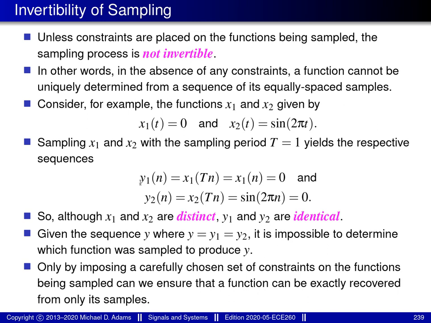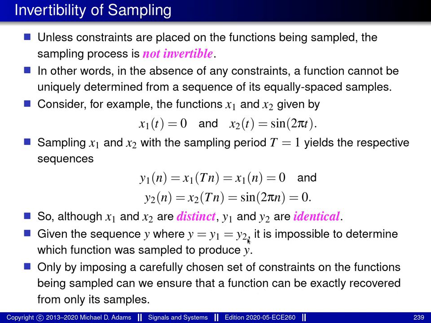When we sample x1 with a sampling period of 1, this yields the sequence y1, which is equal to 0 everywhere. When we sample the function x2, this yields the sequence y2, which is also equal to 0 everywhere. This sequence is 0 everywhere simply because sine of 2 pi n is equal to 0 for all integer n. So although x1 and x2 are distinct, in other words they're different functions, the sequences y1 and y2 are identical. And this leads to the following dilemma. Suppose we're given the sequence y, where y is equal to y1, or equivalently y is equal to y2 since y1 and y2 are equal.